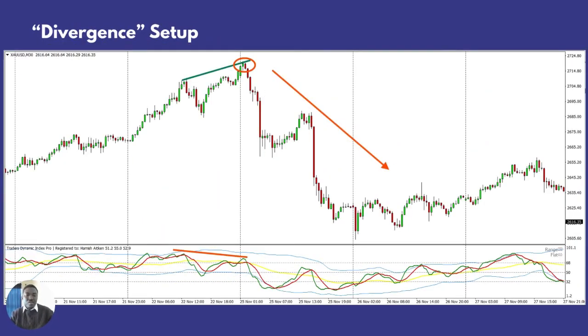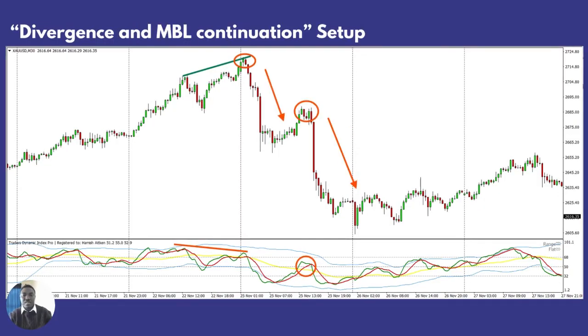So divergence setup. Remember, this is also a case for a sell. You can see that the chart is doing higher highs and our TDI is showing a lower low. So that is a signal for a sell. That is a sell setup. And so you can use your TDI to spot divergence. So let's look at the next setup.